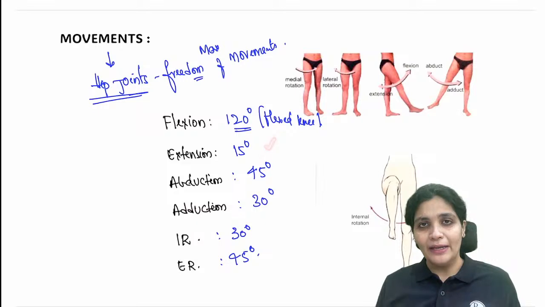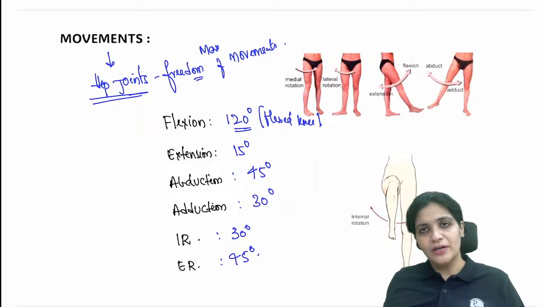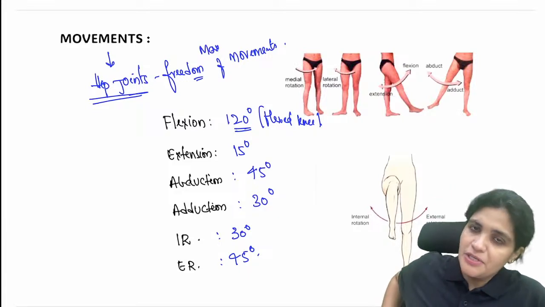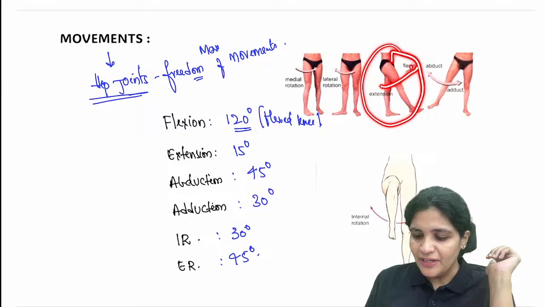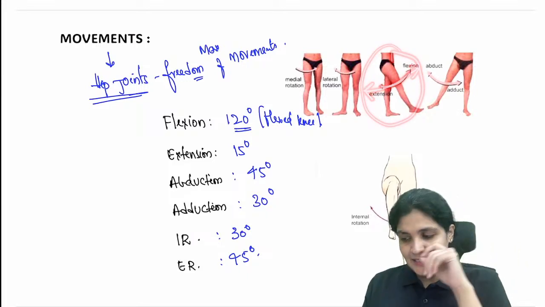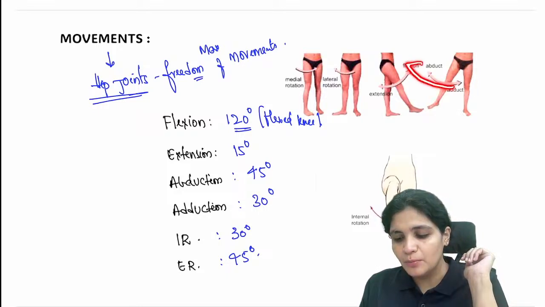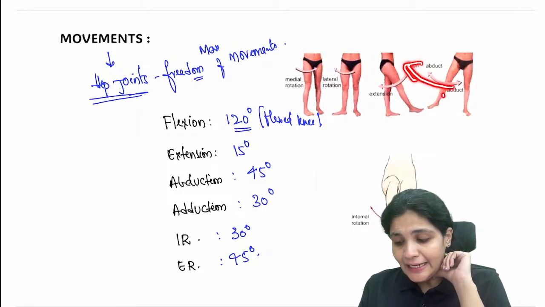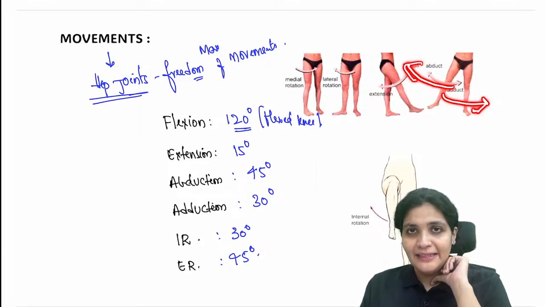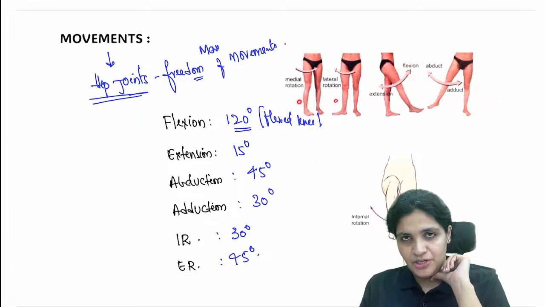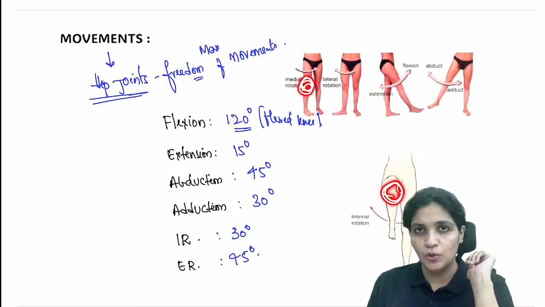And extension is very minimal, that is only 15 degrees, and it is opposite to the flexion. So flexion is towards the abdomen, right? So extension is the opposite movement to that. So here you can see, there is a flexion and then you go back, that is your extension, right? And then abduction. Abduction is more. So you can abduct up to 45 degrees. Adduction is where you have to cross the midline. So that is up to 30 degrees. Then internal rotation and external rotation. So this can be done again with the flexed knee and with the knee extension. Both are there, right?